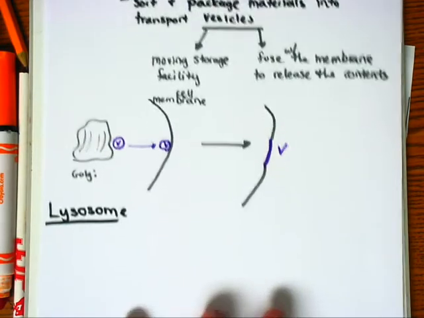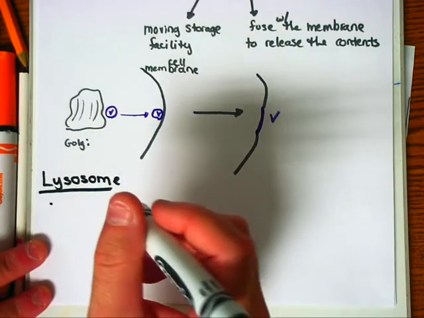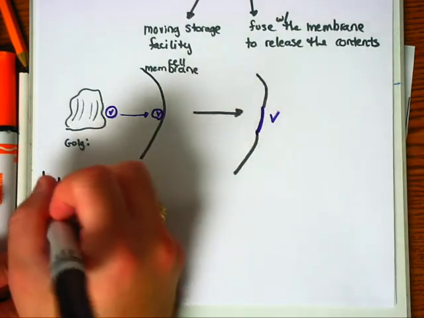Let's talk about a lysosome next. The lysosome is going to be a membrane-bound compartment. It's got a double membrane.